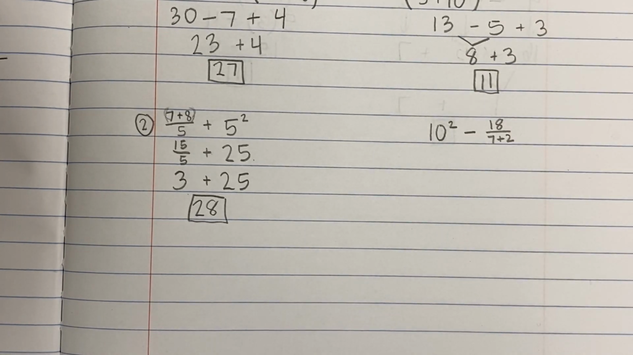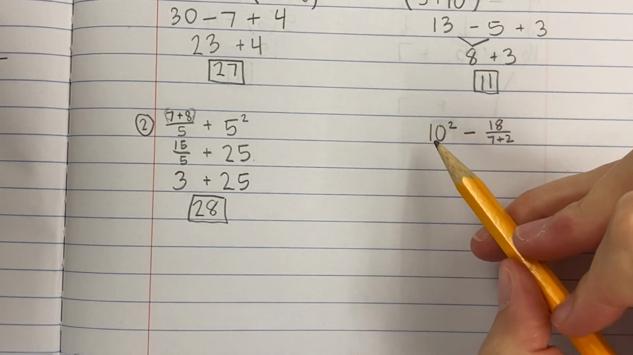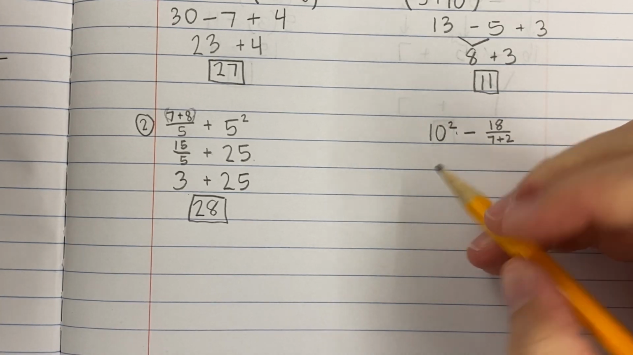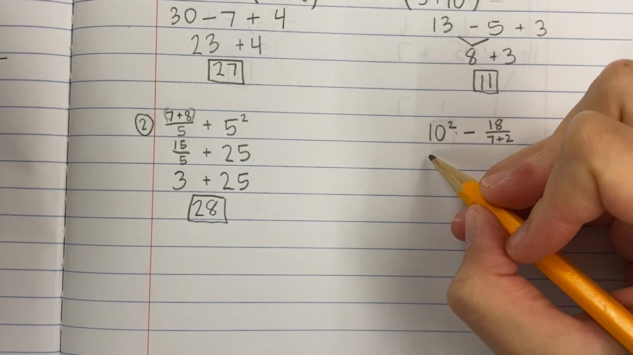And if you're back here, you should have it done. So this should be done right now. Okay, 10 squared, careful, it means 10 times 10. So if you put 20, that's 10 plus 10. So 10 times 10 is 100.